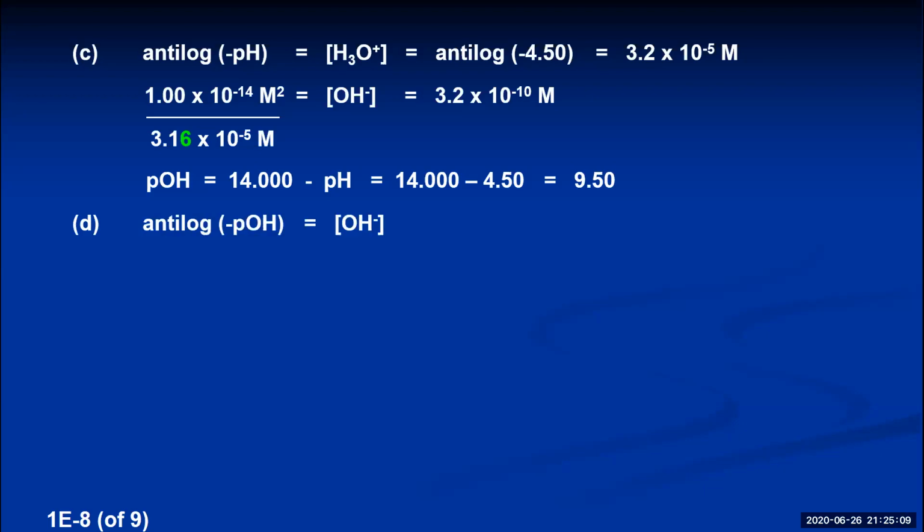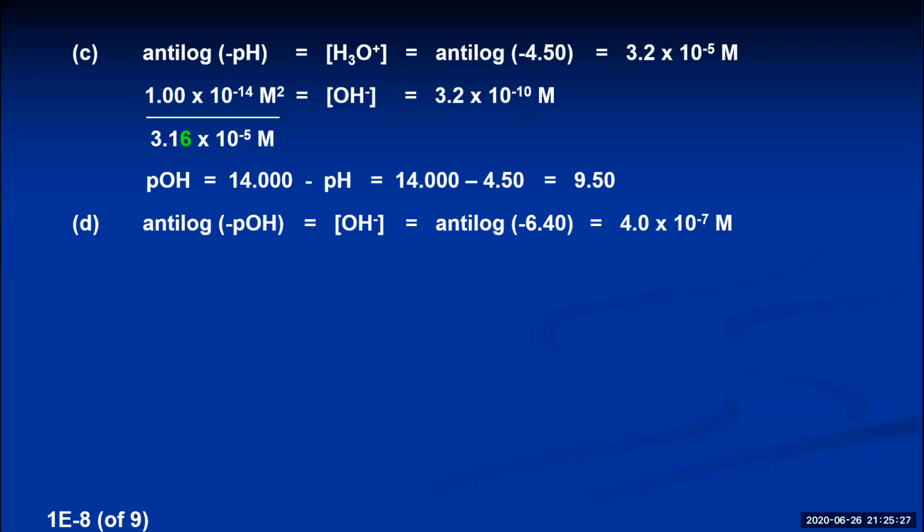So if I know the pOH, I can calculate the hydroxide concentration from that by taking the antilog of the negative pOH. So the antilog of negative 6.40, which is a 2 significant figure number, will give me a molarity of hydroxide ions that's 2 significant figures.